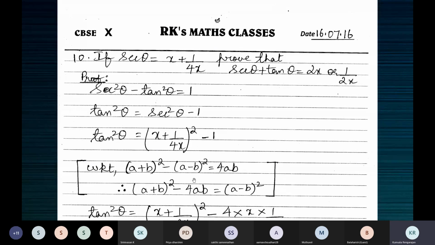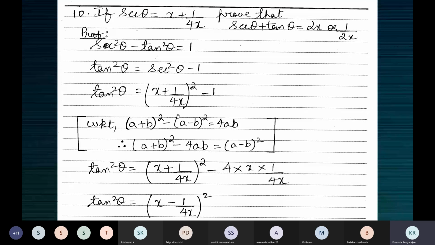And in the process of working, you have to use this identity: a plus b the whole square minus a minus b the whole square is 4ab. Just tell this to yourself. Talk to yourself as you're working this. You won't believe, it's very powerful. You might think that you will forget. You cannot forget.